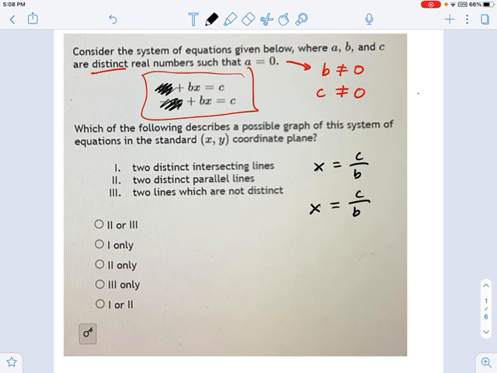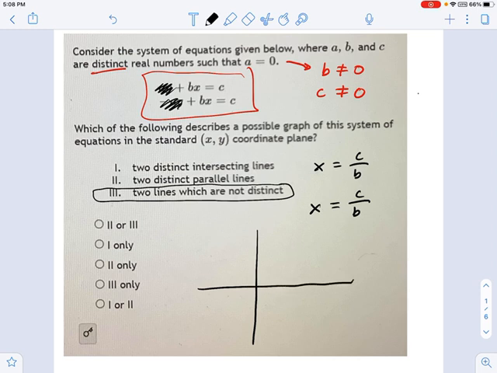So when the equation is exactly the same, you have two lines which are not distinct. In other words, they're overlapping each other. If I were to draw these two lines, here's one of them, x equals C over B, maybe right there, and the other one is right on top of it. It's the same exact thing. So there are two overlapping lines. Now, you might have a different example in yours.